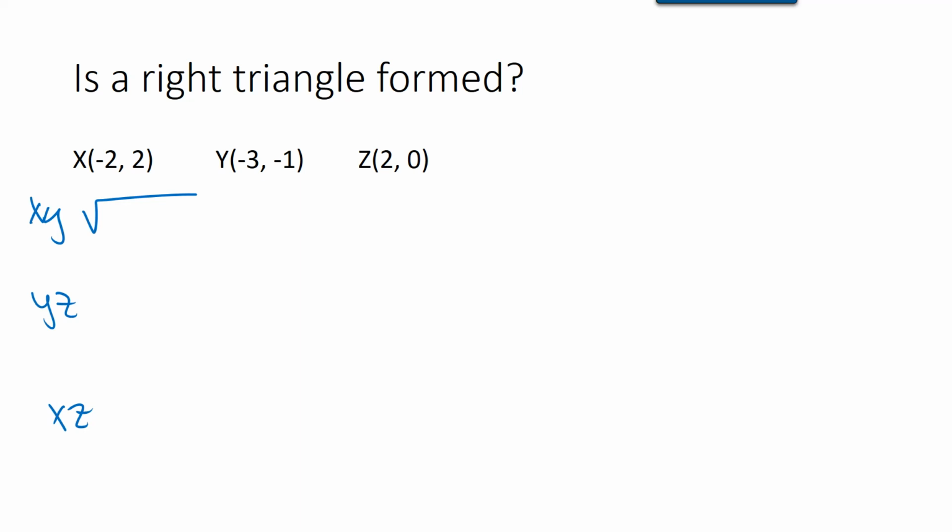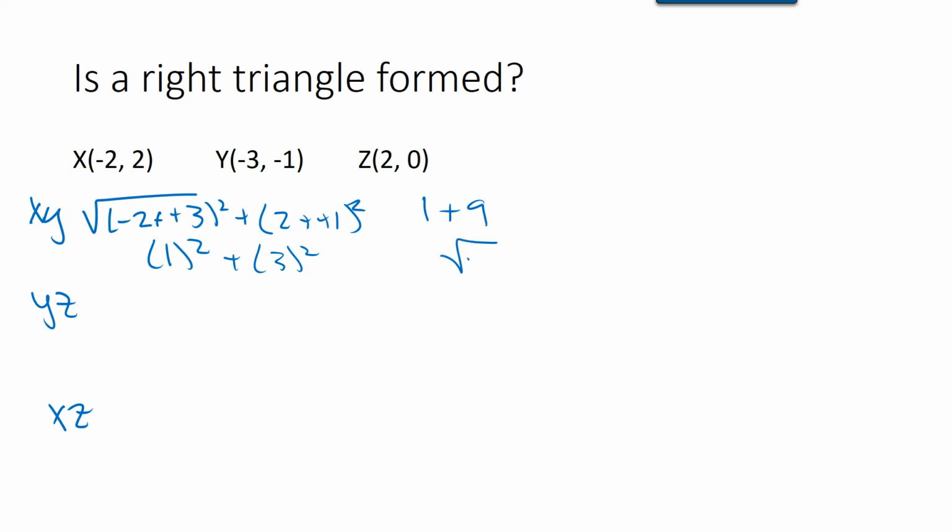Square root of -2 minus -3 squared plus 2 minus -1 squared. Okay, 2 plus 3, that's 1. And 2 plus 1, that's 3. It's going to be 1 plus 9, so this side is the square root of 10.